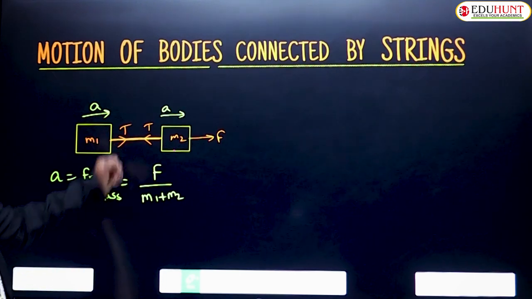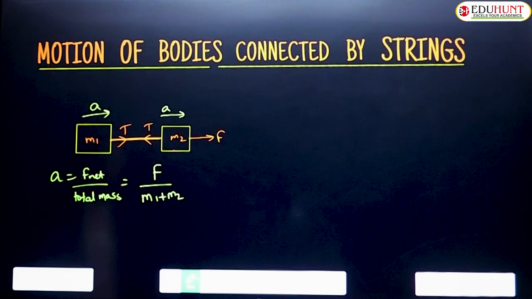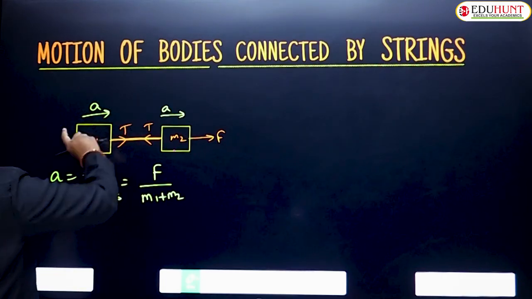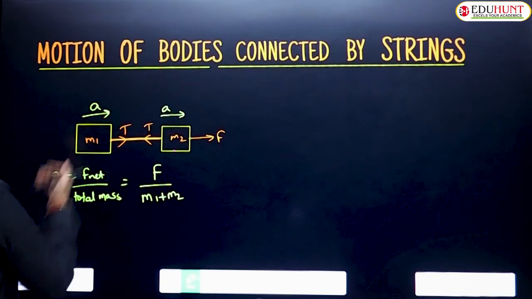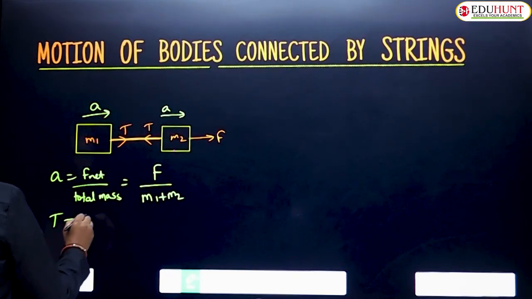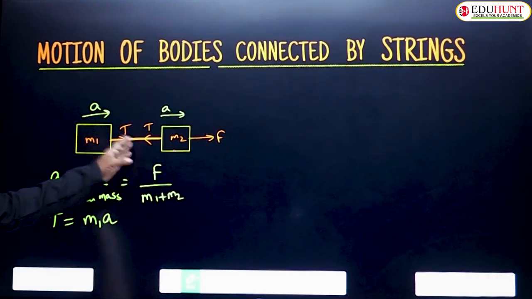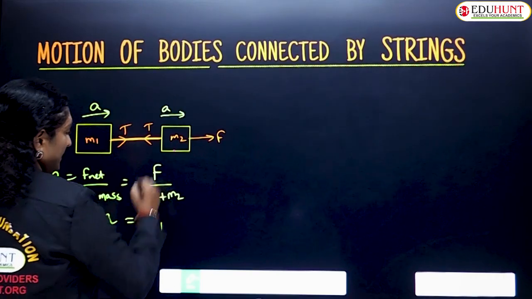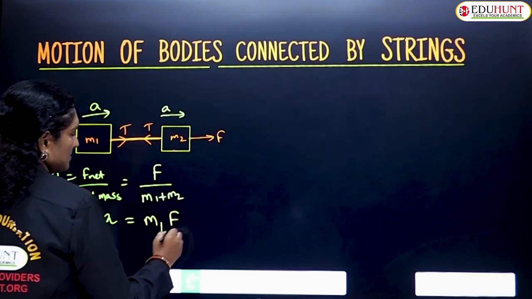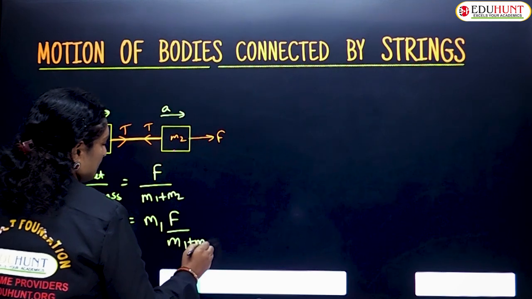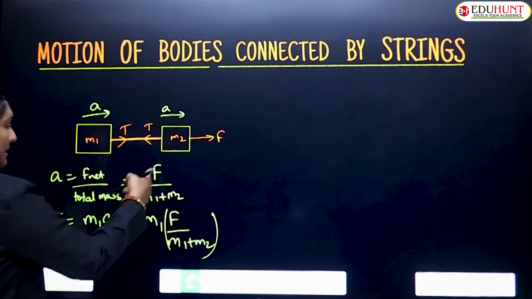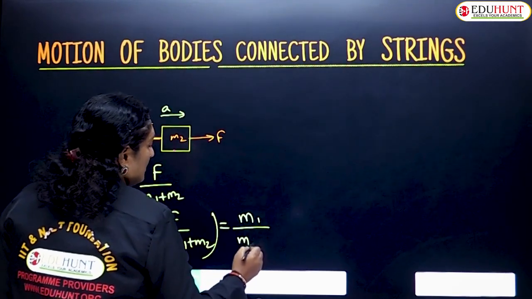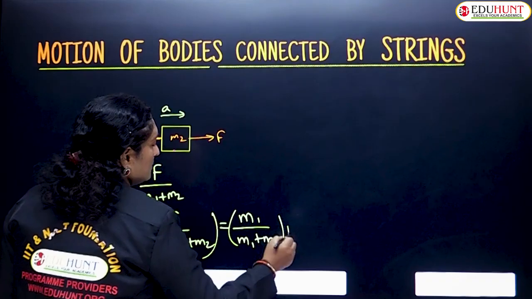Now let us find the tension acting in the string. If you observe the second figure, because of the tension force T, the mass m1 is being accelerated. So from the second figure, we can directly say that T is equal to m1 times A. This can be written as m1 times F by m1 plus m2, because instead of acceleration we replaced it with F by m1 plus m2, and this is found to be m1 by m1 plus m2 into F.